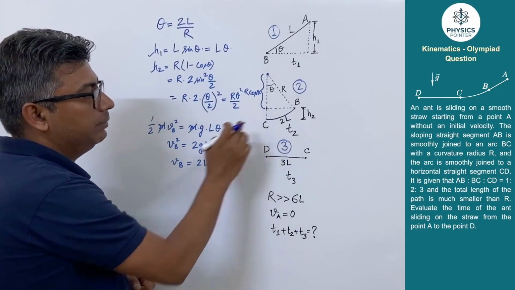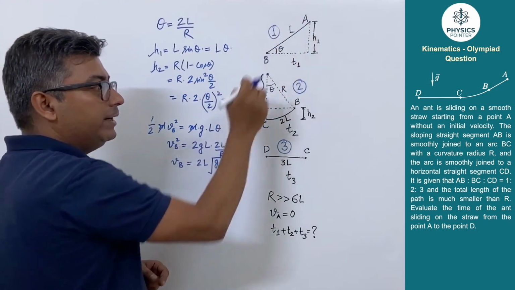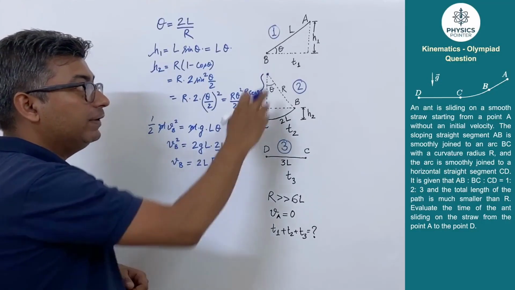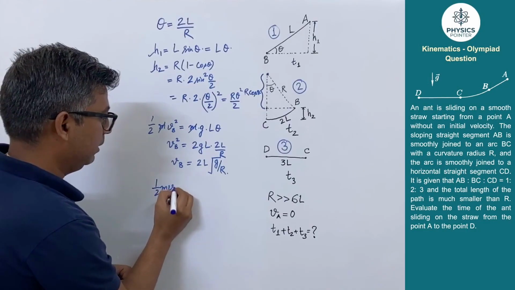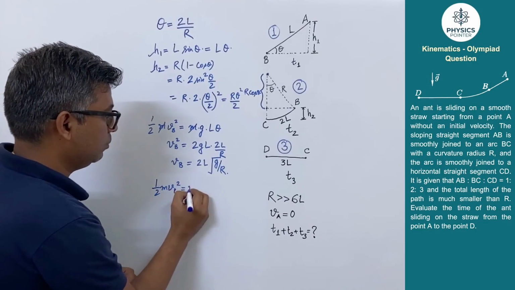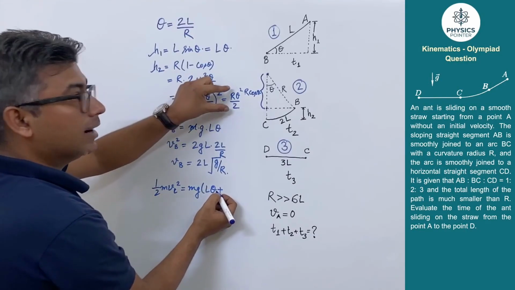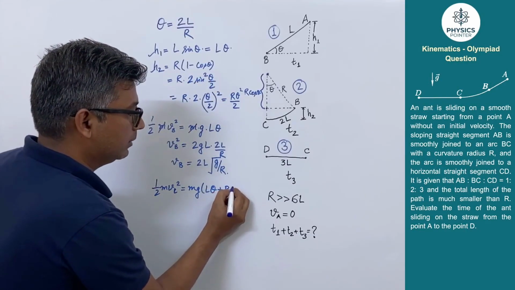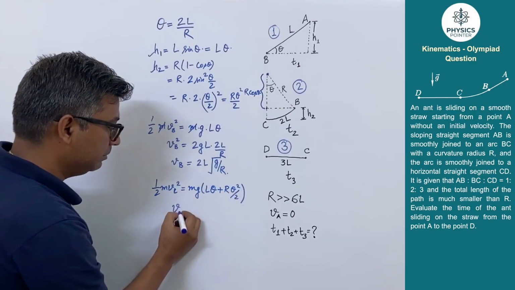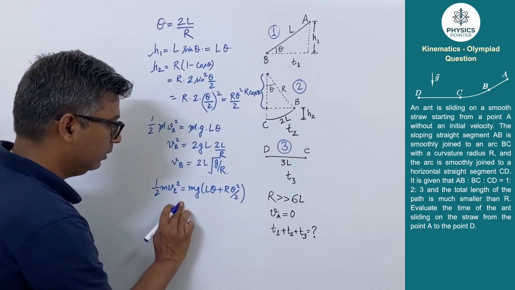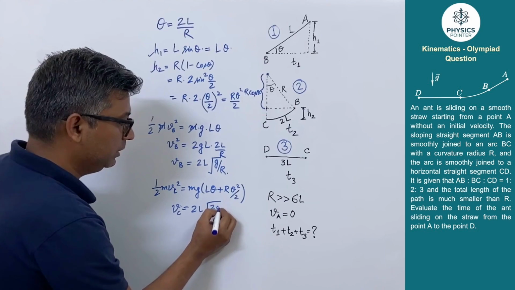Now let's calculate the velocity at point C. Let's do the same thing from point A to point C. Now the height will be h1 plus h2. So it will be half m vc square is equal to m g times (L theta plus R theta square by 2). When you calculate everything, I'll directly hop on to the value, which is equal to 2L root of 2g by R.